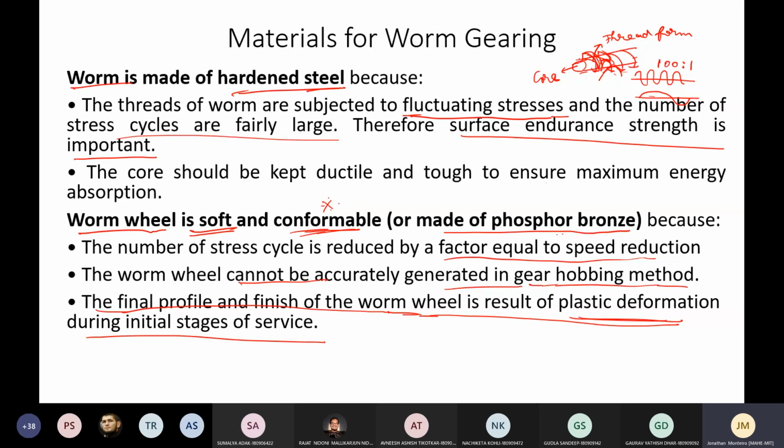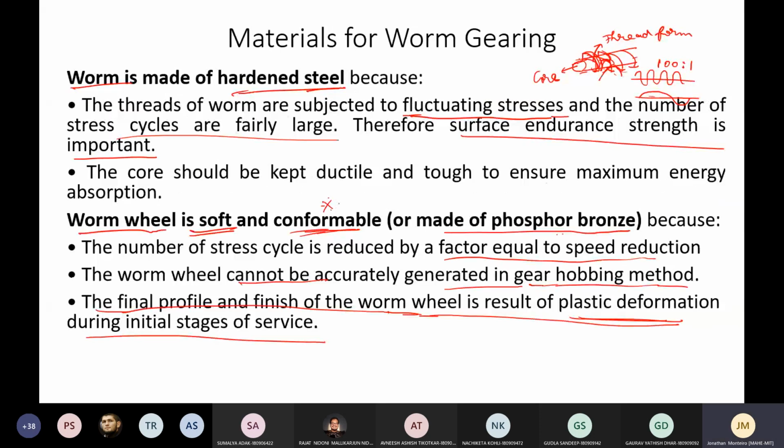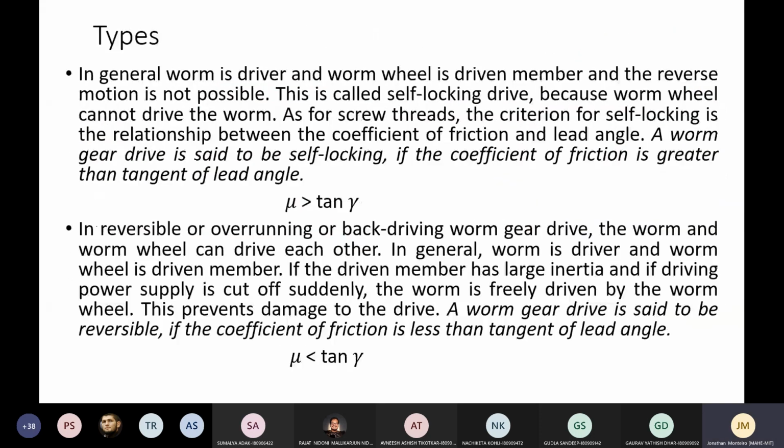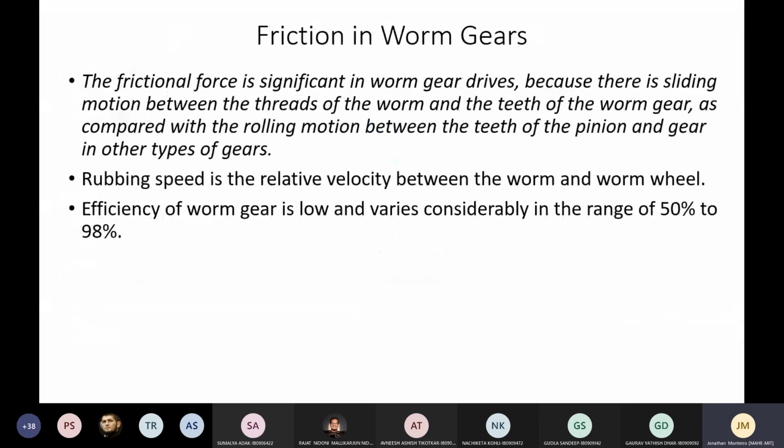Okay. Now, having based a discussion on all this, let us discuss a little bit about the friction. How much is the amount of friction? We know that friction is a significant force. There is sliding motion between the threads of the worm and the teeth of the worm wheel.